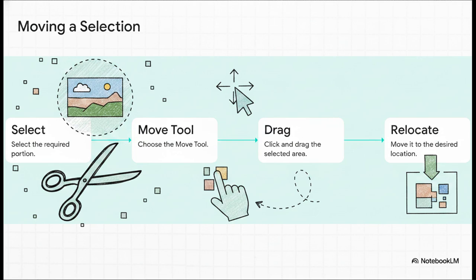So once you've made your selection with those digital scissors, how do you actually manipulate those pixels? It's a pretty straightforward 4-step process. First, you select the portion of the image you want. Second, you grab the Move tool. Third, you click and drag that selected area. And fourth, you simply drop it into its new, desired location. It's a very physical, tactile process of picking up a chunk of pixels and repositioning them to transform your canvas.